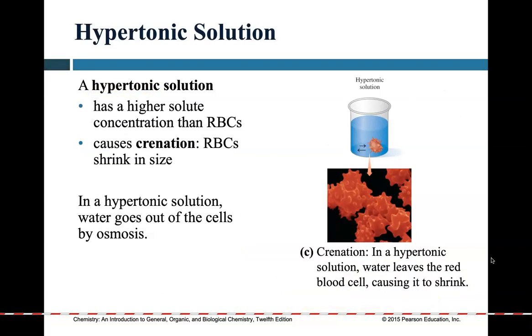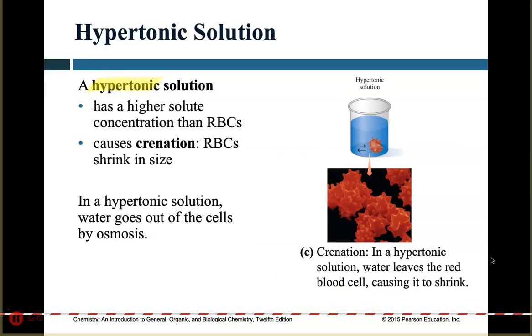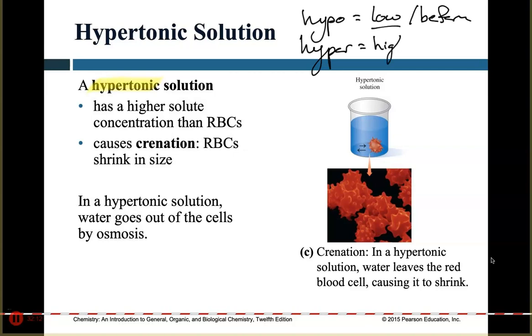The last type of solution we'll talk about is hypertonic. I showed those on the last slide, but if we're breaking down the Greek again, hypo is low or before. That's why you call it hypothesis. We're going to go with the low definition. And then we also have hyper, being high or higher. So we'll care about low and high. A hypertonic solution means the concentration of solutes is higher than inside the red blood cells.